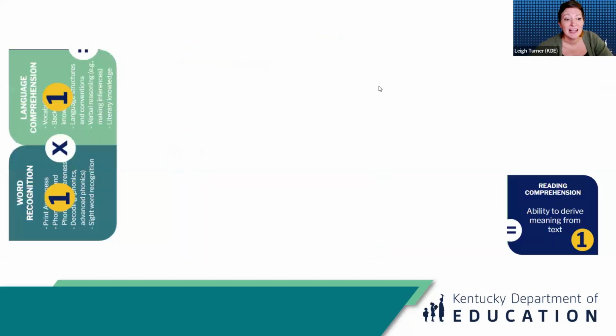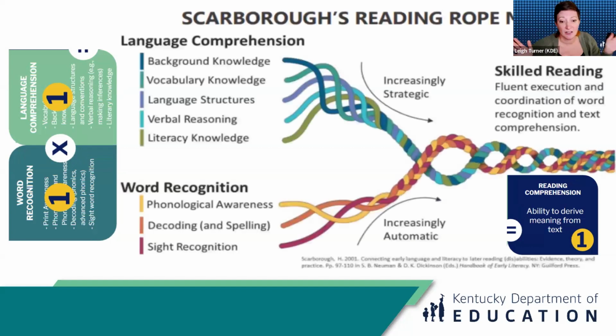So, Kristen, go ahead. So you'll notice the 3 parts are still there. We have word recognition times language comprehension, and that equals reading comprehension. Hollis Scarborough is, I'm a fangirl of hers. She developed this reading rope over 20 years ago as a visual to understand how complex reading can be.